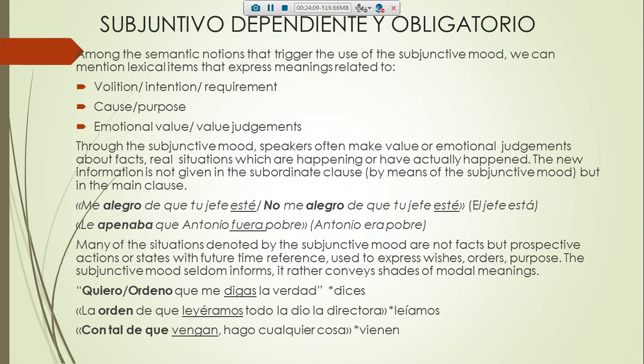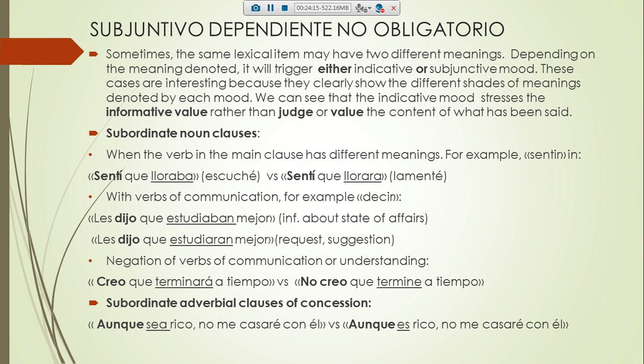Subjuntivo dependiente no obligatorio, that is to say, it may alternate with indicative mood. Let's see. Sometimes the same lexical item may have two different meanings. Depending on the meaning denoted, it will trigger either indicative or subjunctive mood. These cases are interesting because they clearly show the different shades of meanings denoted by each mood. We can see that the indicative mood stresses the informative value rather than judge or value the content of what has been said. Let's see what happens in subordinate noun clauses.